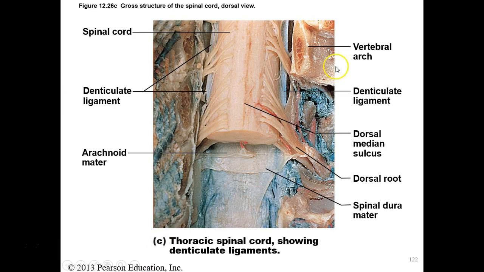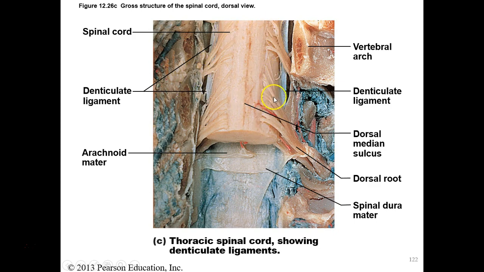So this is showing you a section of thoracic spinal cord. Again, the vertebral arch has been cut. This would normally completely enclose the spinal cord from a posterior perspective, but the bones have been cut to reveal the outer coverings of the cord. The dura mater and arachnoid mater have been cut away. Again, you can see the same basic structure. This is, again, a posterior view.